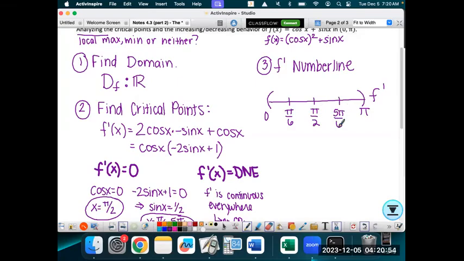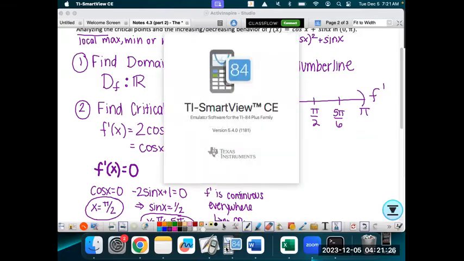If you don't automatically know numbers in between these, you can get them in decimal form and just plug in decimal values that are clearly going to be lying within these intervals. I don't know an angle that is smaller than pi over 6 from the unit circle, but of course I could use something like pi over 12, or I could just get decimals. Make sure that you are in what mode in your calculator? Radian mode. And then let's go ahead and put our derivative function into our calculator.